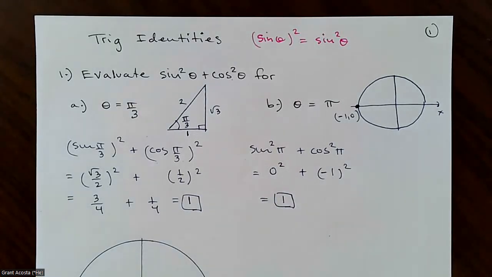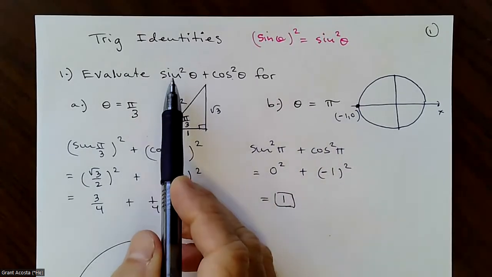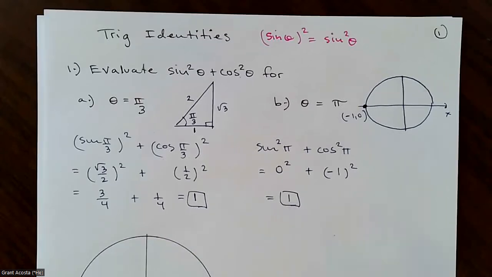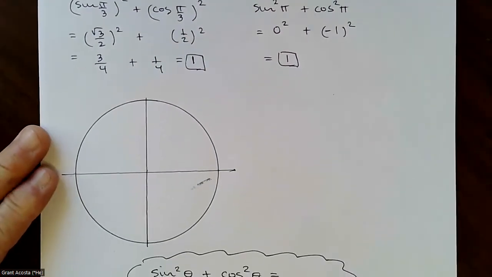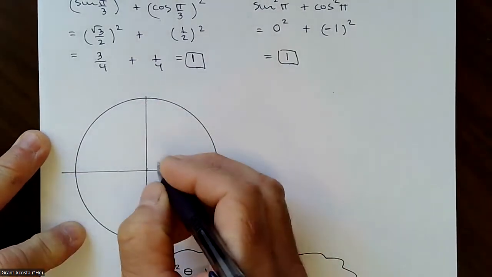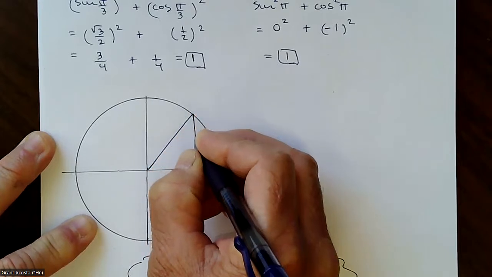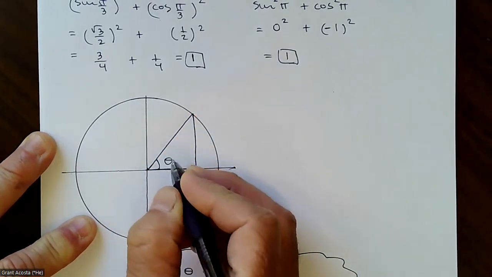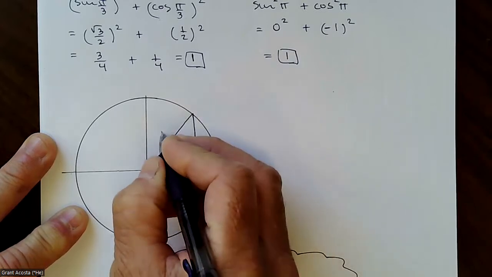So you're probably suspecting now, since I've shown it for two different angles, that sine squared of theta plus cosine squared of theta will always give you 1. And in fact, it does. One way we can really prove that that's always going to work is if I go back to my circle. It doesn't have to be a unit circle. If I put a random triangle inside my circle, call this angle theta, and let's say I label this side x, this y, this r.